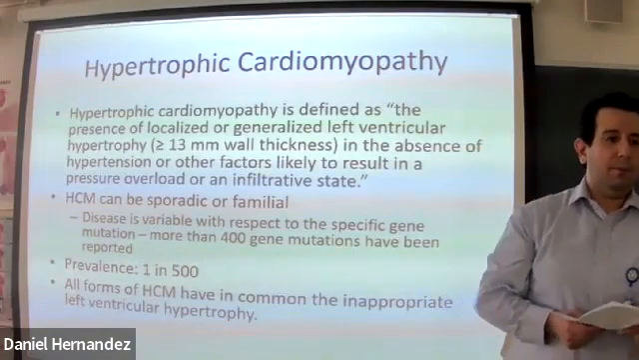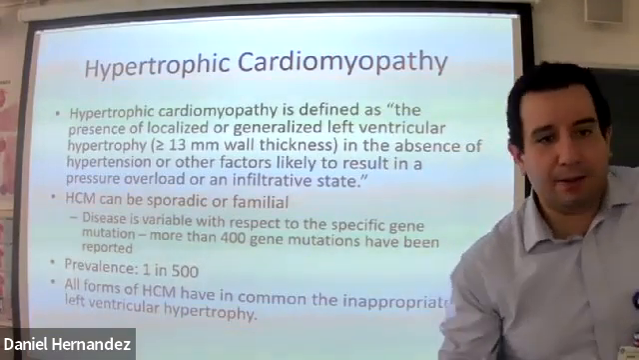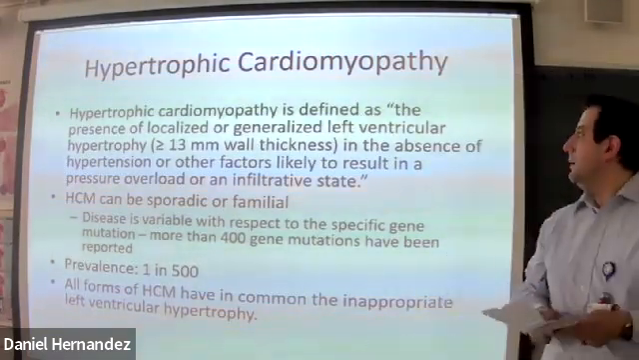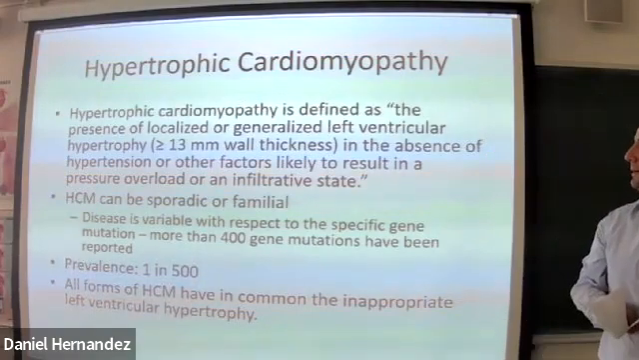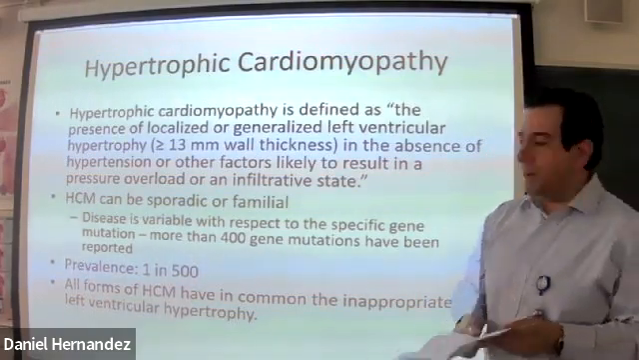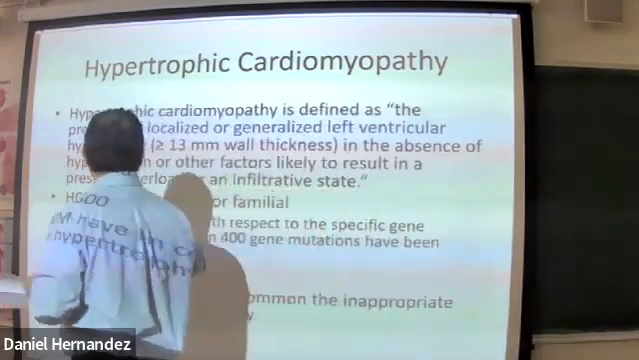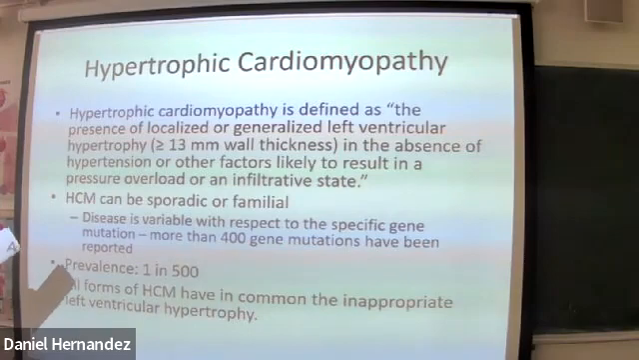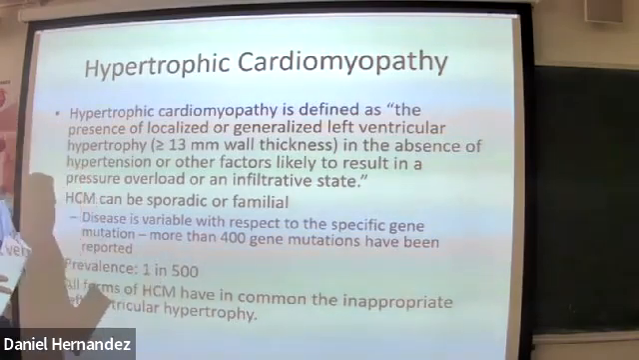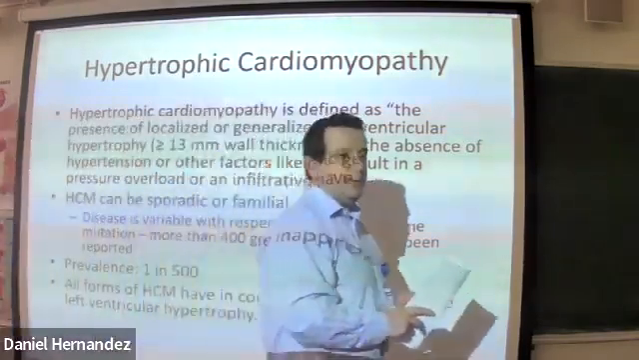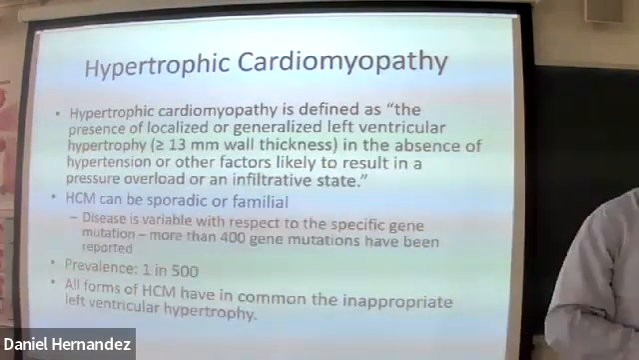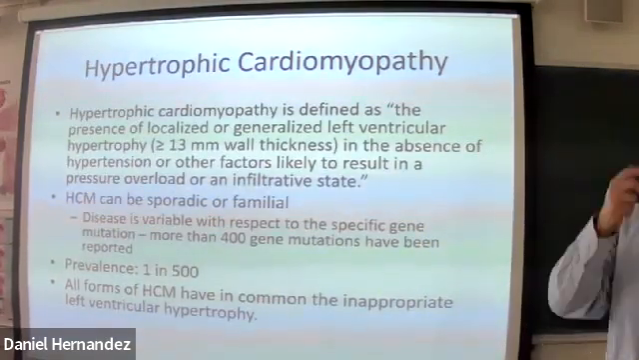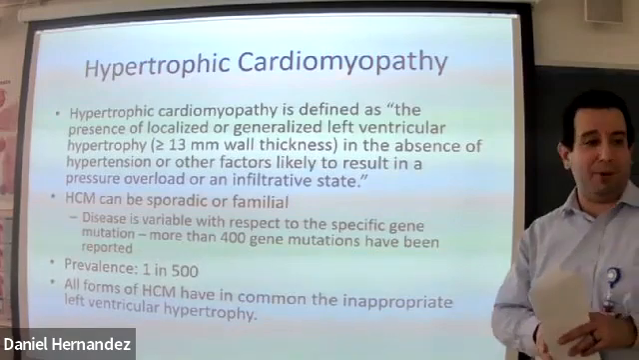So now we're going to transition from dilated cardiomyopathy into what's called hypertrophic cardiomyopathy. This is an important number for your wall thickness, 13 millimeters or 1.3 centimeters. That's going to represent wall thickness when we're talking about our ventricular walls. So that magic number 13, you're going to need to keep in the back of your mind and remember it.